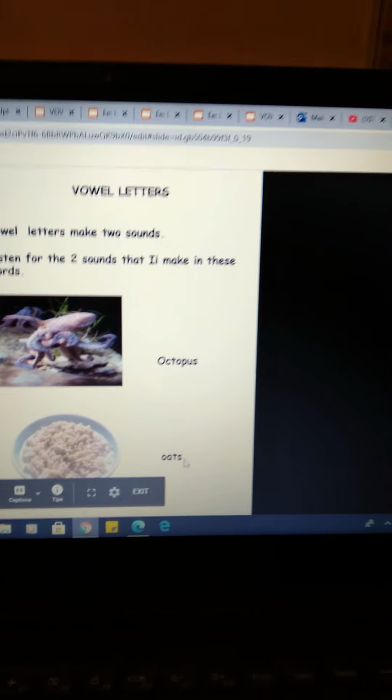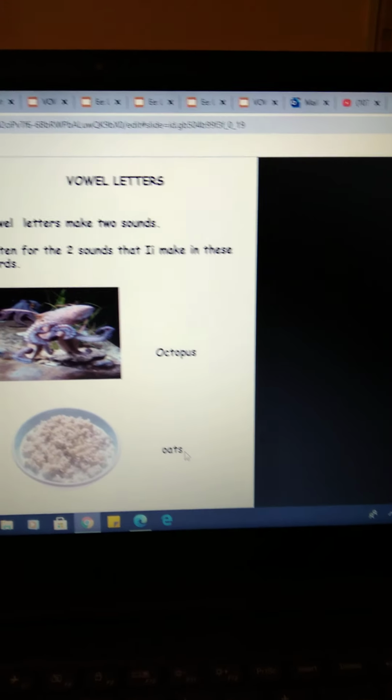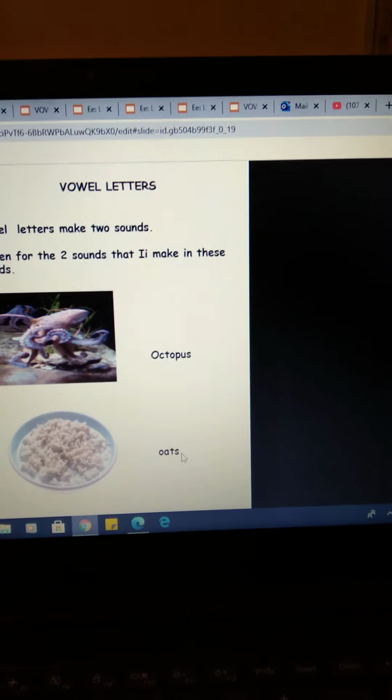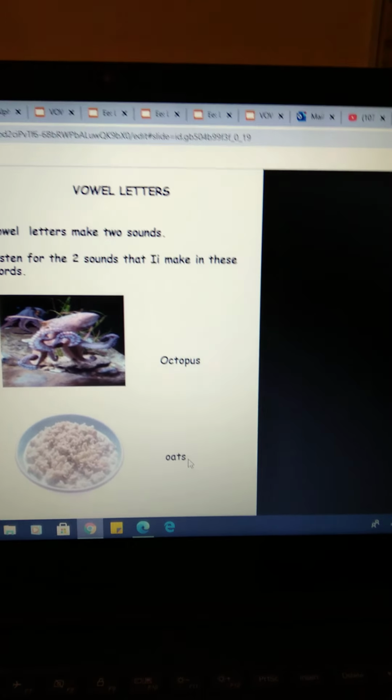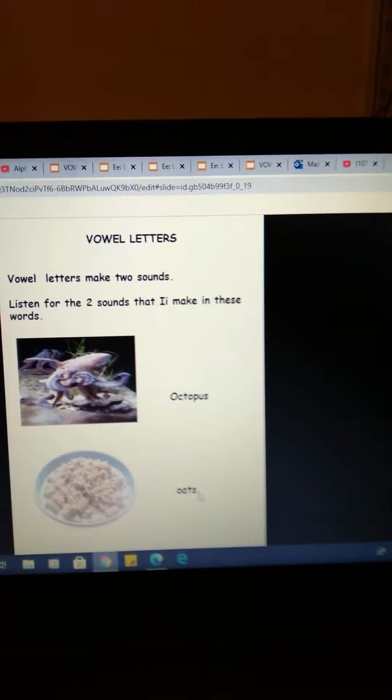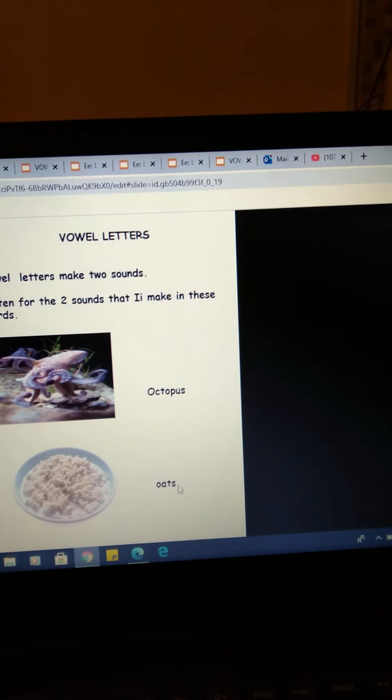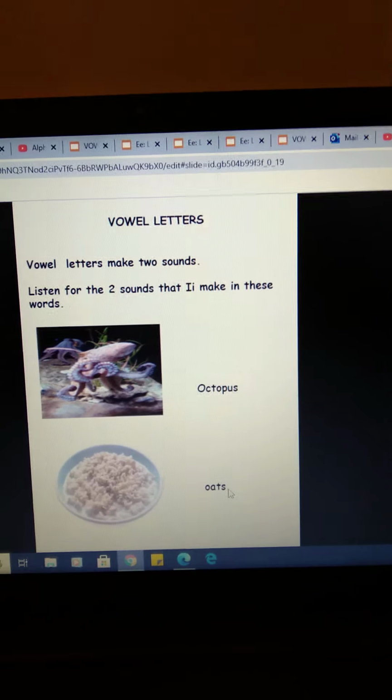Now we also have U, and you can say its name in a word. It can say you, and it can make another sound. So that is what is special about vowel letters.